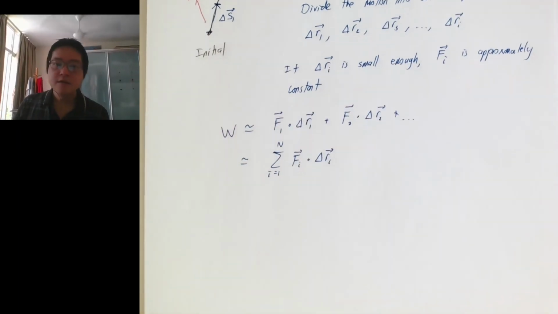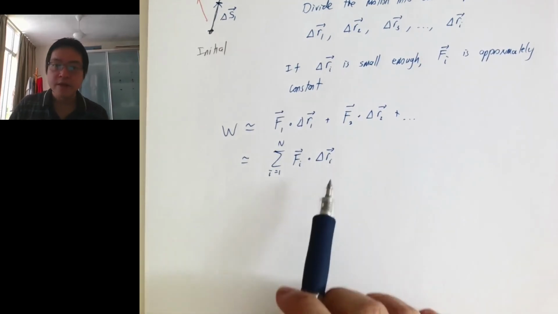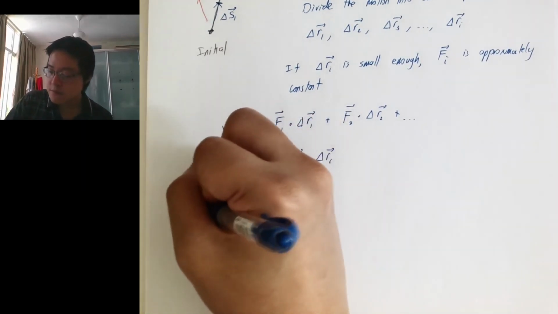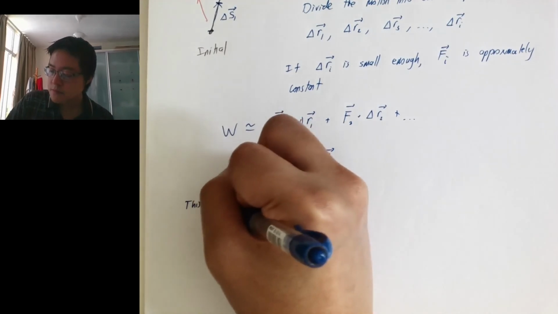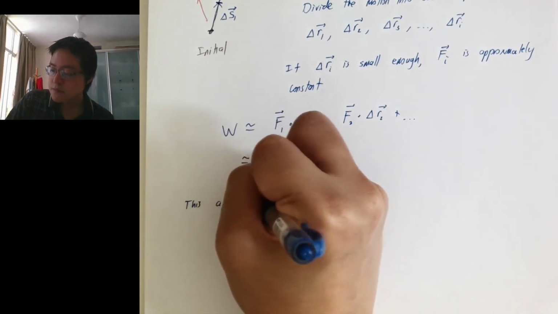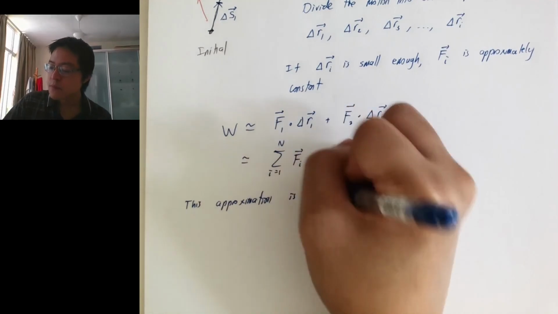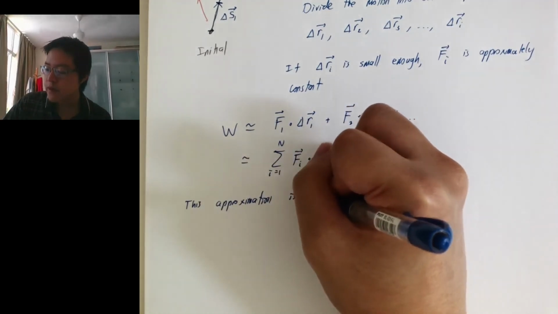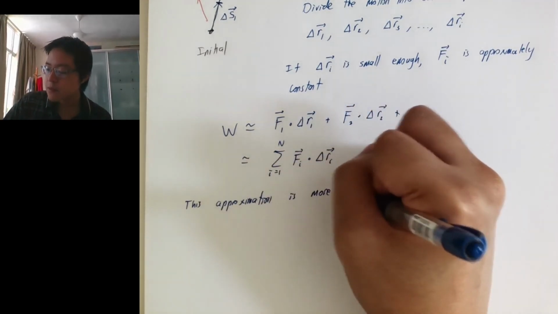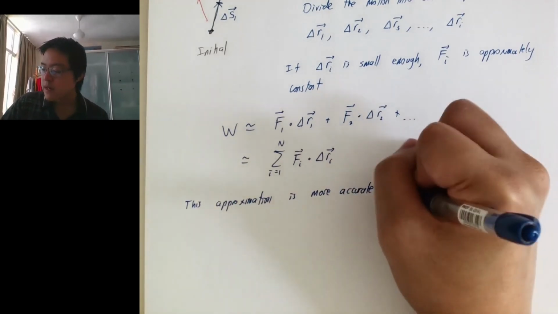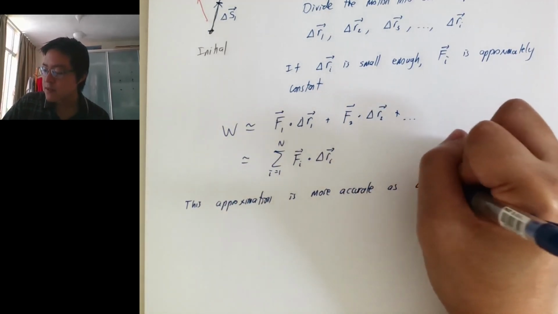Okay, so now this approximation is more accurate as delta r gets smaller.